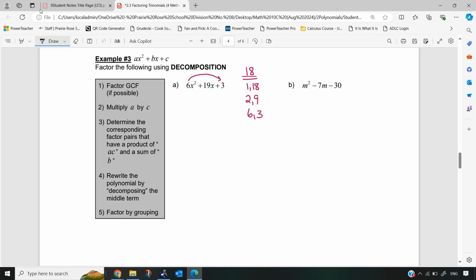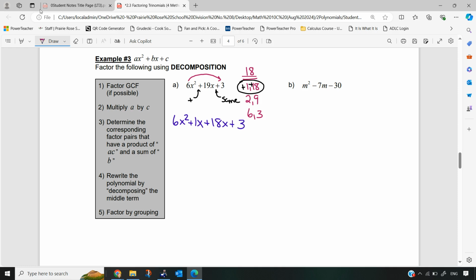Our signs, notice that we have a positive product, so we want the same sign, and we have a positive sum. So we want to find two numbers that have a product of positive 18 and a sum of 19. In this, it's going to be 1 and 18, and in order to have a positive sum, they both need to be positive. Factor pairs, we decompose the middle term. So we're going to break up the middle term into its two sums. So we're going to have 6x squared plus 1x plus 18x plus 3. And again, because we're adding, order doesn't matter.